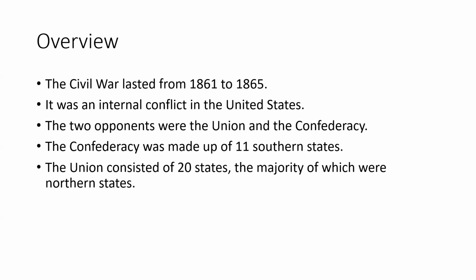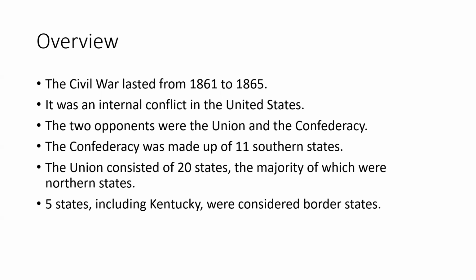The Union is made up of 20 states, and most of them are in the North. There are a few that are out West. The Confederacy is made up of about 11 Southern states. There were also 5 states that were called border states, and Kentucky was actually one of those. Let's look at what those terms actually mean next.